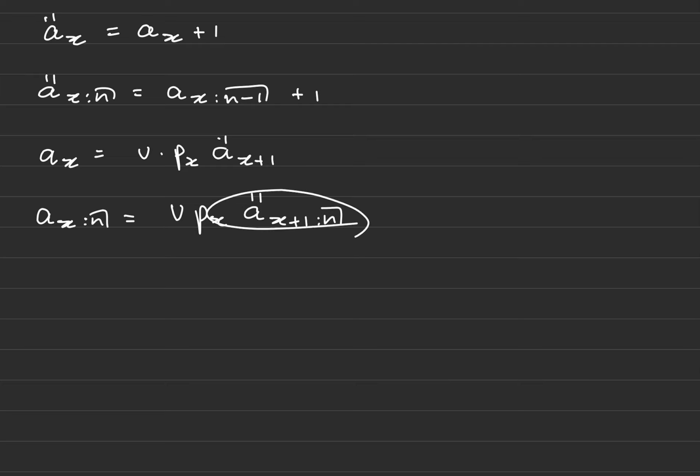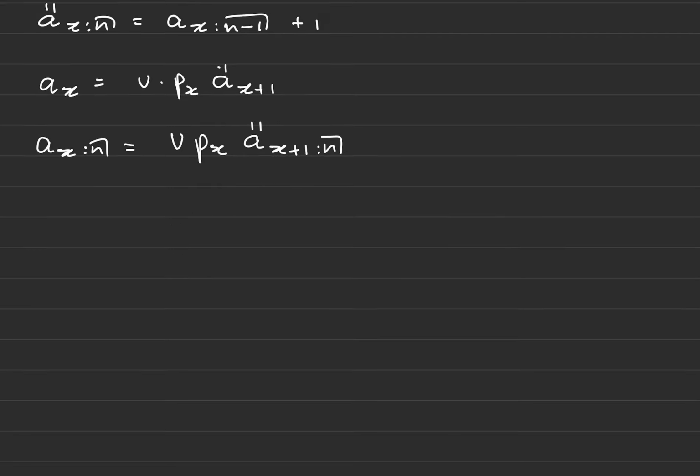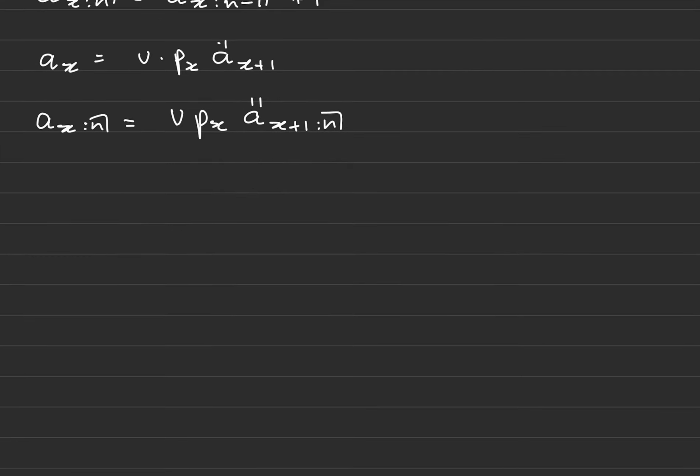And so we have to discount this by a further year in terms of time value of money and probability in order for it to equal the left-hand side.